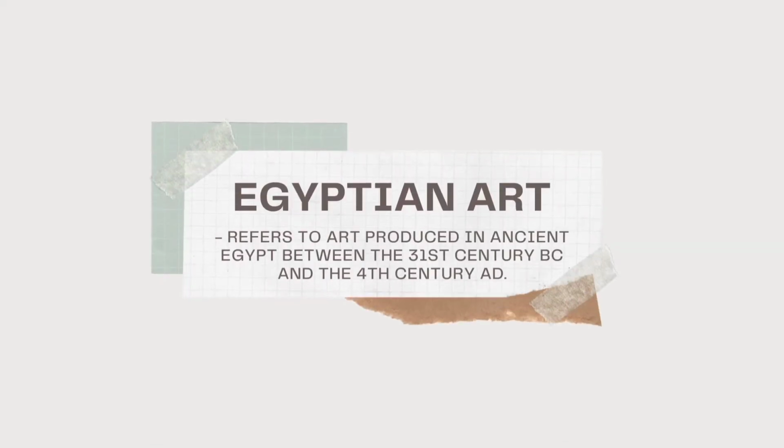Ancient Egyptian art refers to art that was produced in ancient Egypt between the 31st century BC, or Before Christ, and the 4th century AD, or Anno Domini. It includes paintings, sculptures, drawings on papyrus, faience, jewelry, ivories, architecture, and other art media. It is also very conservative because the art style changed very little over time.